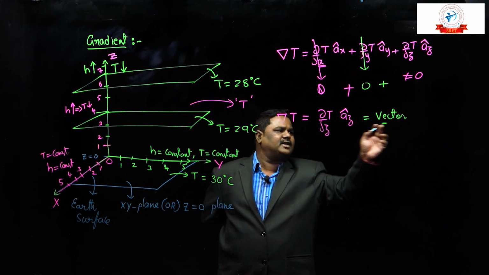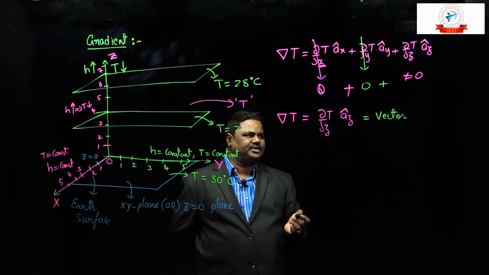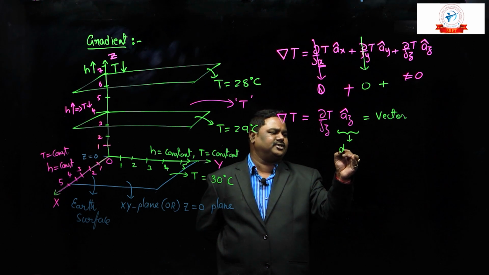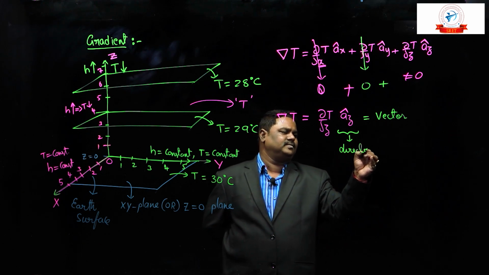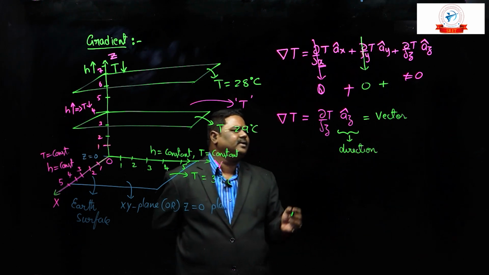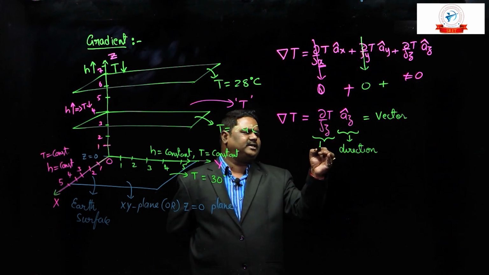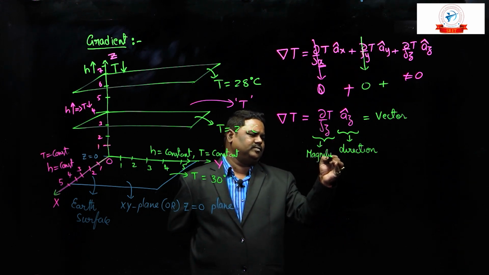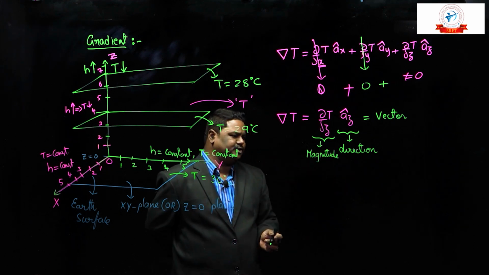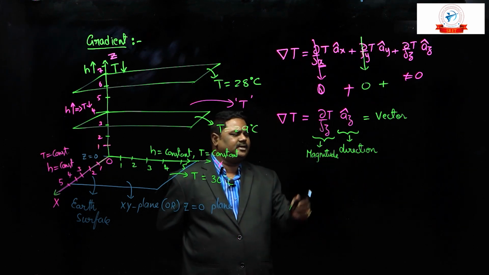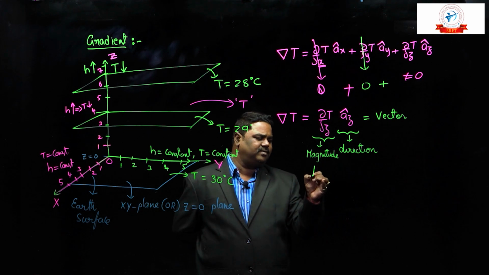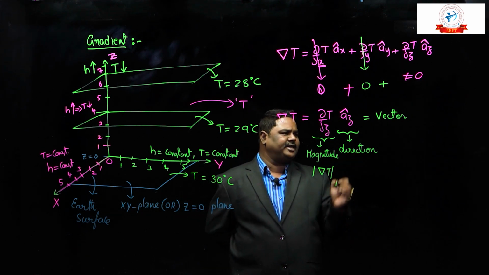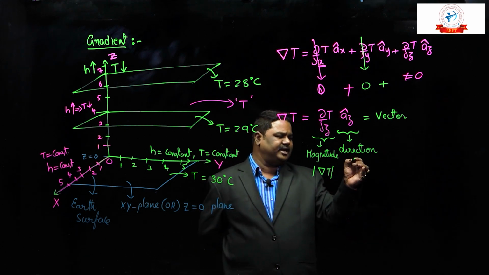Now, every vector should have magnitude and also direction. You know that az cap indicates direction, and dou by dou z of T indicates magnitude. So that means this is the magnitude of gradient of T, and this is the direction of gradient of T.